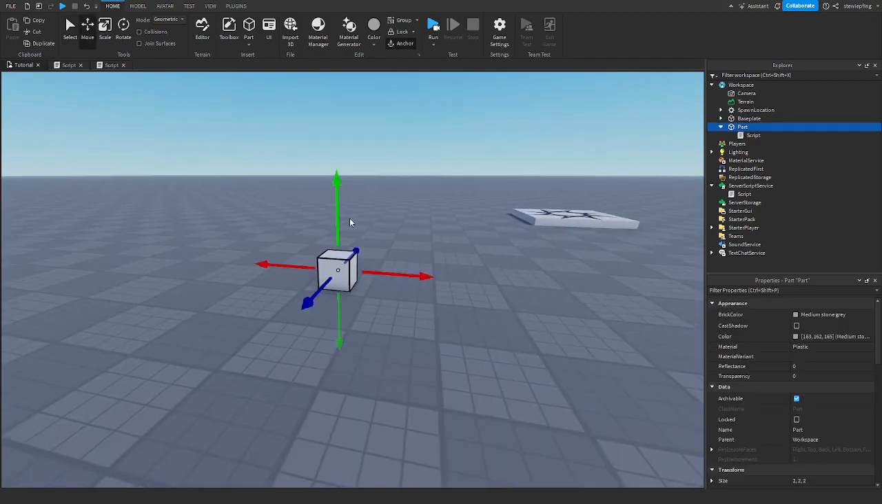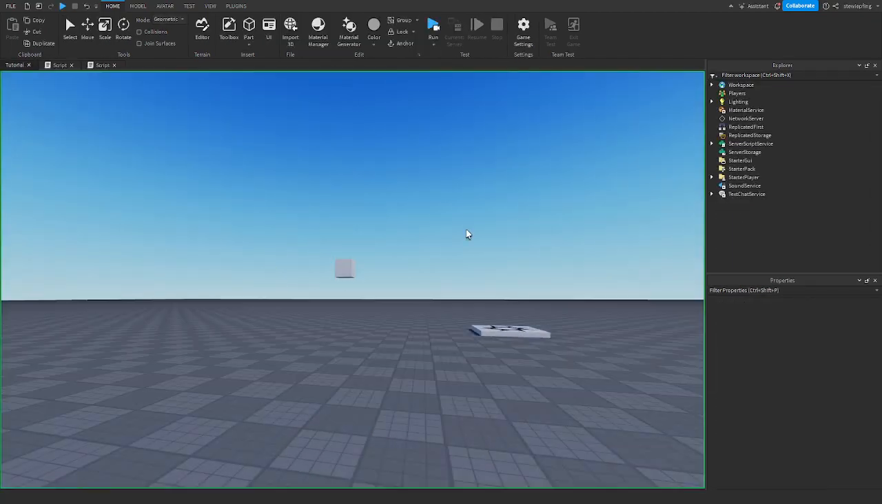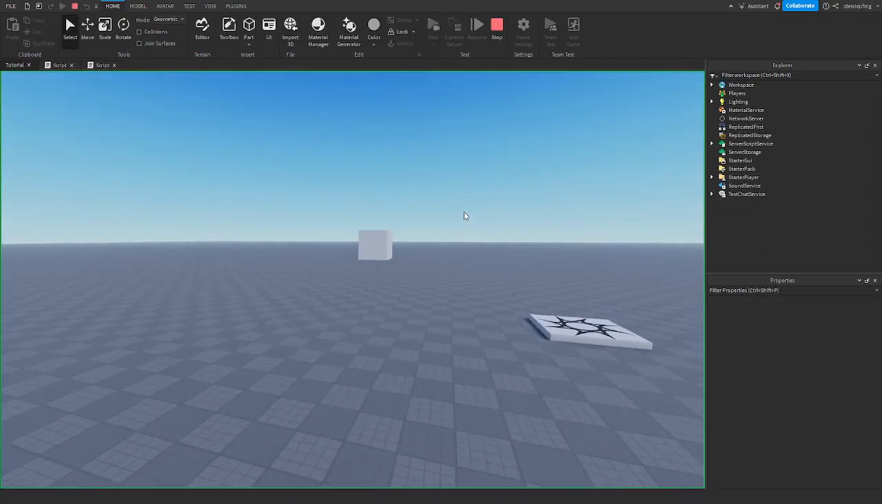Let me do that again, but let me raise it more in the air. There you go.